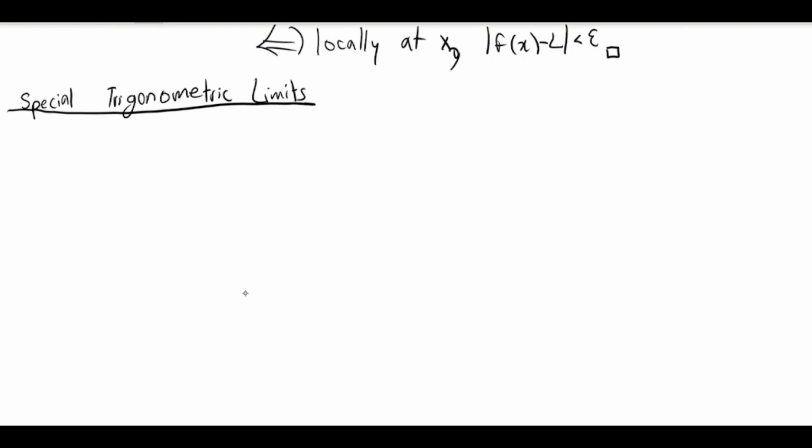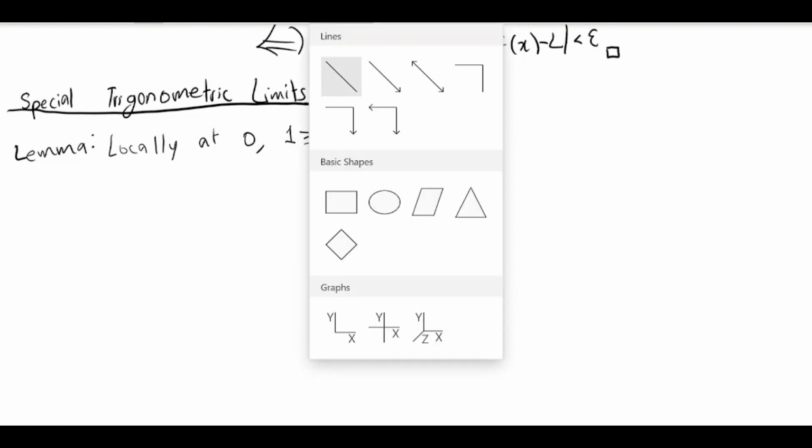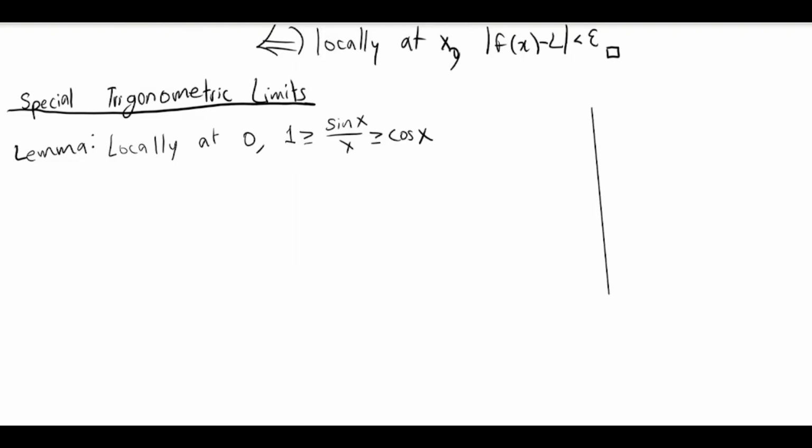So first we're going to have a lemma that we need to prove. So this is a very interesting lemma, but it basically says that locally at 0, 1 is less than or equal to sine of x over x, which is less than or equal to cosine of x. The lemma is very easy to prove, arguably, but I'll show off one proof right here.